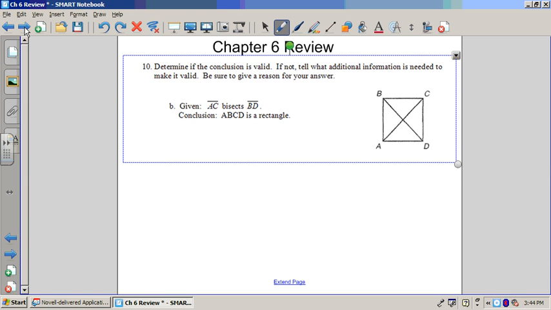Number 11, AC bisects BD. Is that enough to say that I have a rectangle? And the answer is no. That's not anywhere near enough information. AC bisects BD isn't even enough to say I've got a parallelogram. I would also need to say that BD bisects AC.